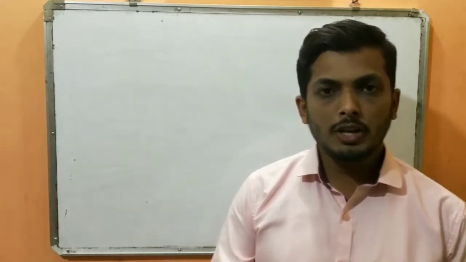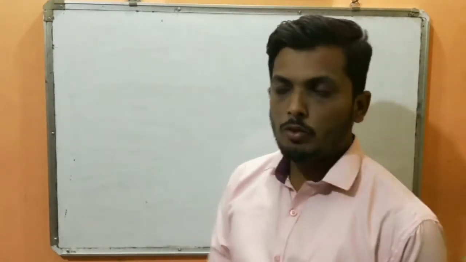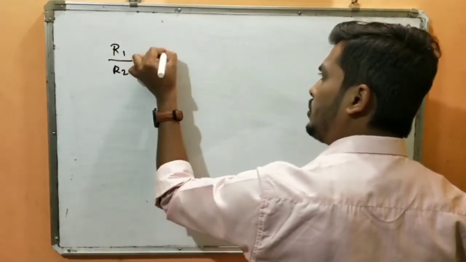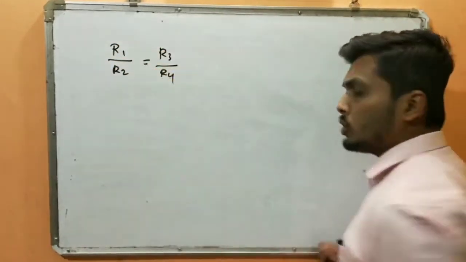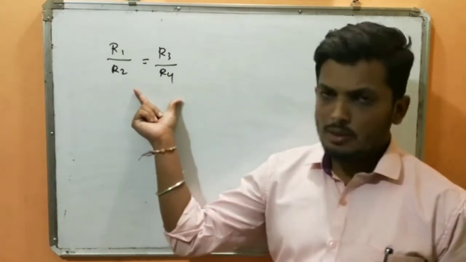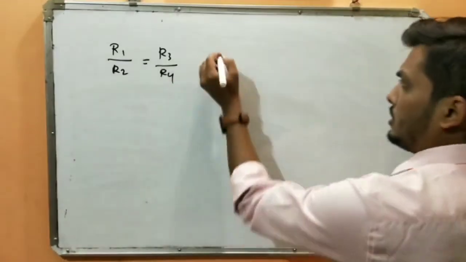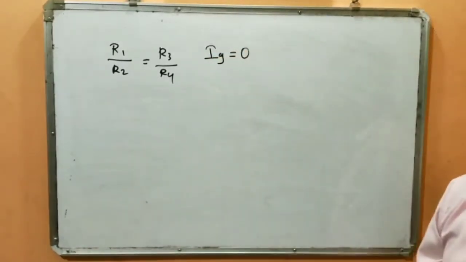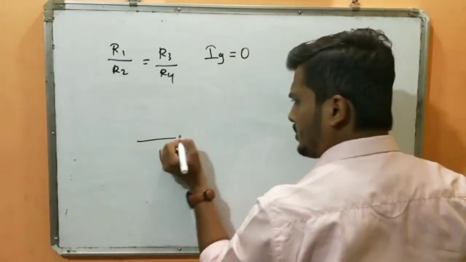Hello dear students. In the previous class we studied the balance condition of the Wheatstone network, and the purpose of that derivation was to find the value of the unknown resistance in terms of the other three resistances. We got the formula R1 by R2 equal to R3 by R4. To get this balancing condition, the requirement was that the current through the galvanometer should be 0. To recall a few things, I'll just show roughly.